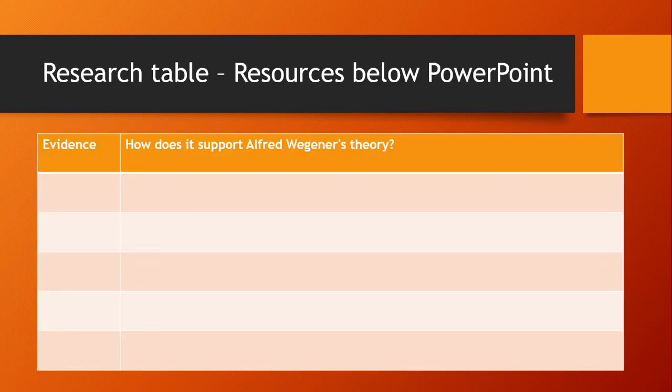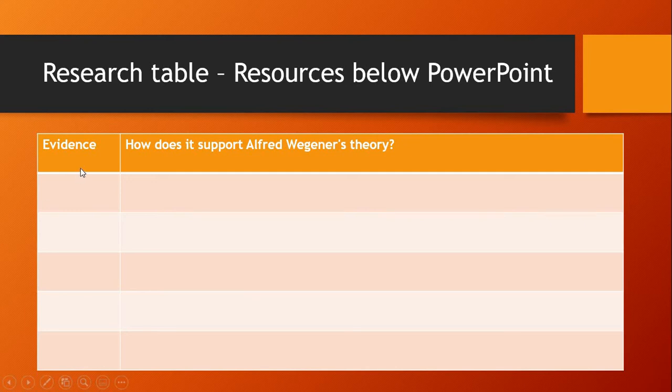We're going to look at today, what evidence did Alfred Wegener have? So to look at this, we're going to be discussing what arguments Alfred Wegener made that he was correct. And how we're going to do this is we're going to use this research table here.